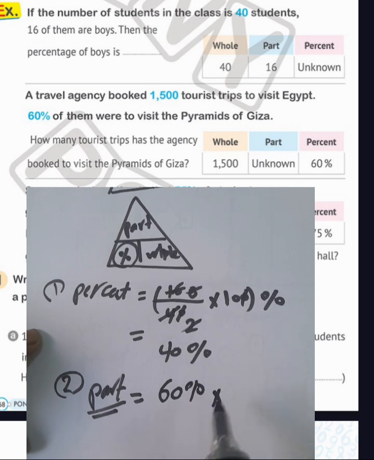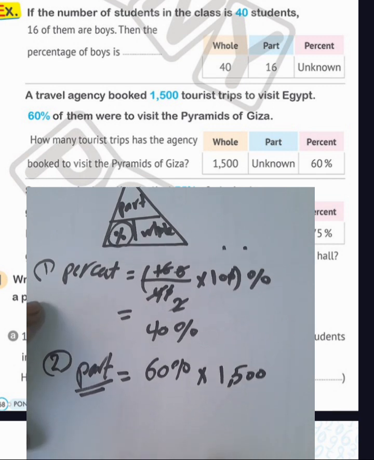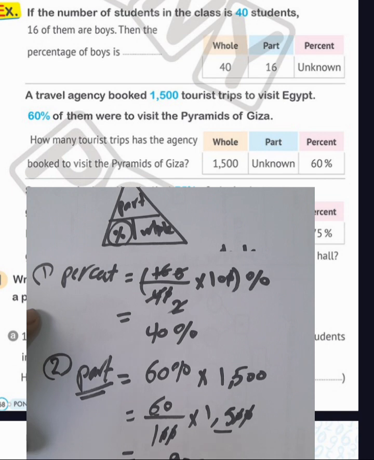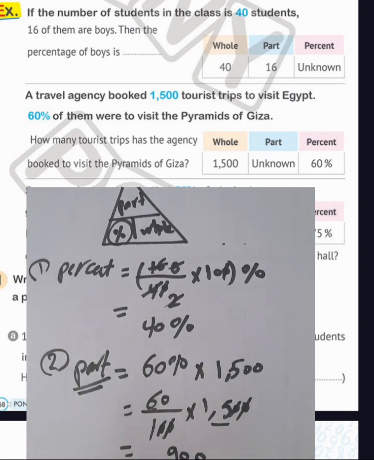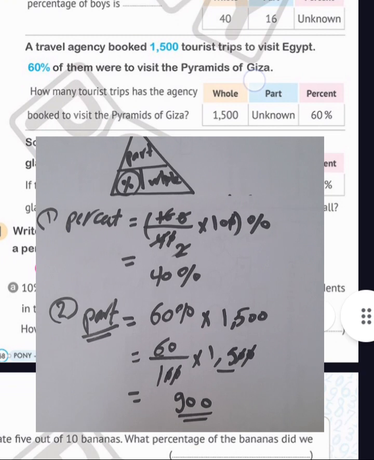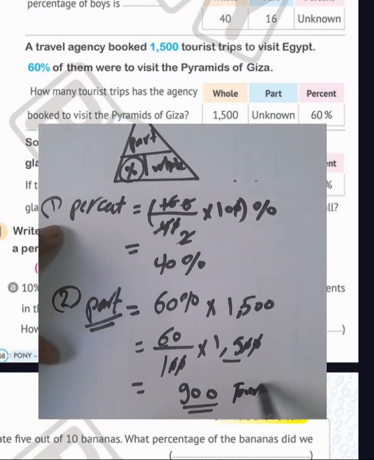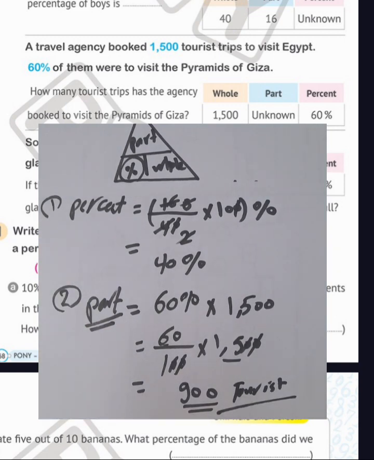60% multiplied by 1,500. Then you can write 60% as 60 over 100 multiplied by 1,500. Cancel the double 0, and then write 0 here. 15 times 6 equals 90. Then the result will be 900. The number of tourist trips to visit the pyramid in Giza will be 900 tourists. We have 900 tourists. Understood?